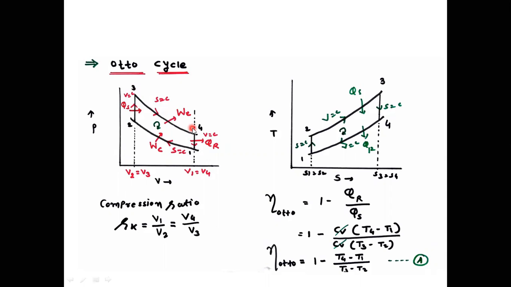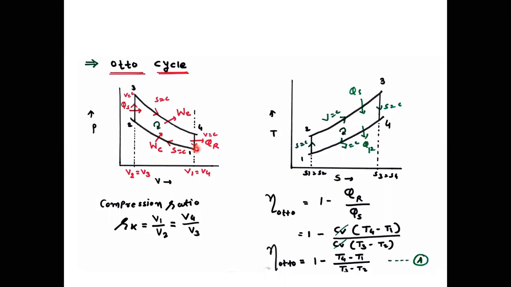Process 3 to 4 is again a reversible isentropic process. It's an expansion process. So expansion work is delivered during this process. Reversible isentropic means adiabatic process. Process 4 to 1 is again an isochoric process. During this process, heat is rejected.